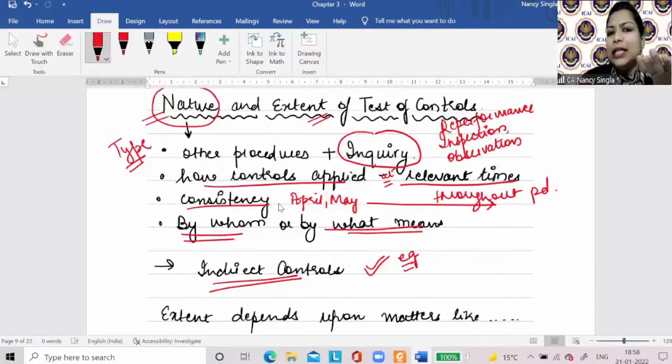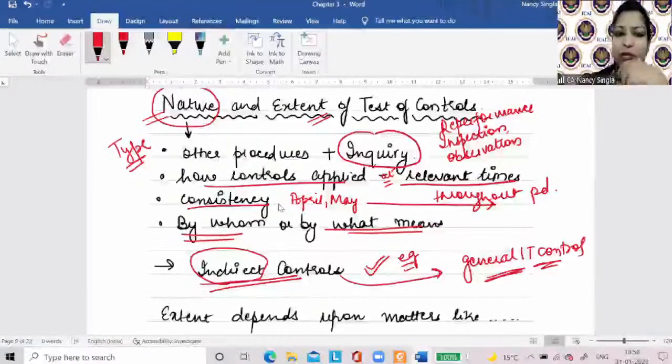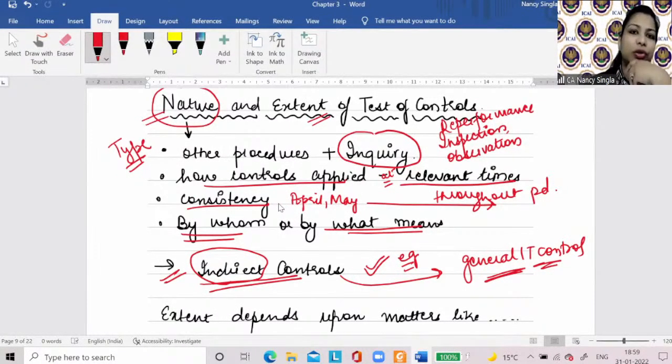Once the report has been generated, how the management is doing the follow-up, how the management is reconciling the things or taking the corrective actions. So these are my direct controls. Whether to check the indirect control with respect to a particular control, the auditor will check. So the extent: whether direct control only has to be checked or indirect also, ठीक है?